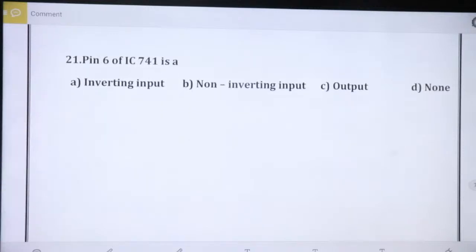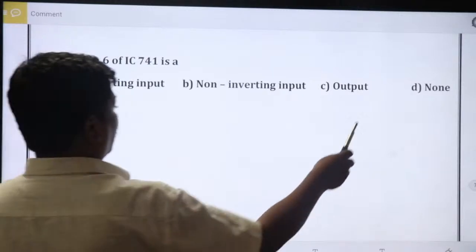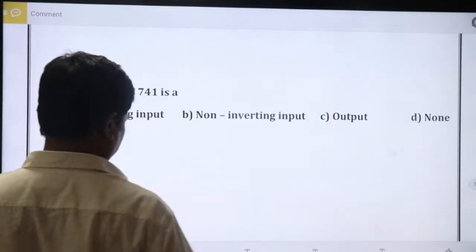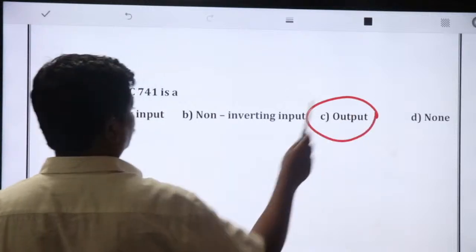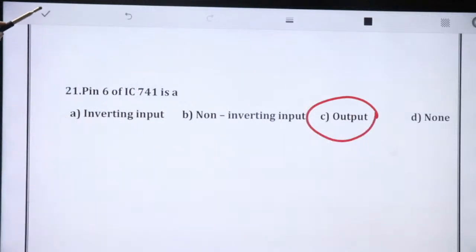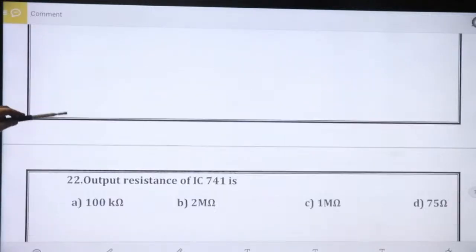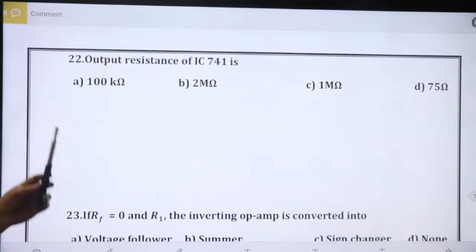Pin 6. Go through that IC, sometimes they may ask you. Pin 6 is the output terminal. All of these questions are related to pin 6 only.